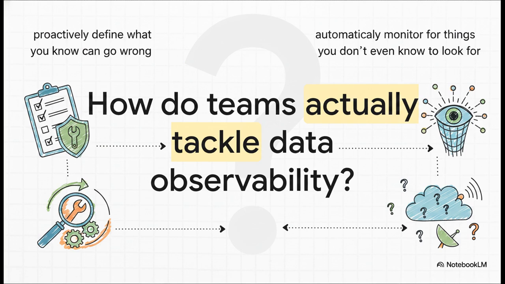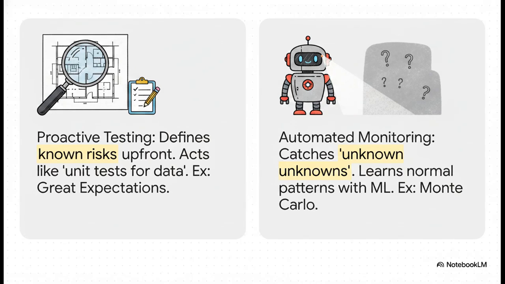Let's break that down. On one side, you have proactive testing. This is championed by open-source tools like Great Expectations. Think of this approach like an architect, meticulously planning for every single known risk. You literally write unit tests for your data.